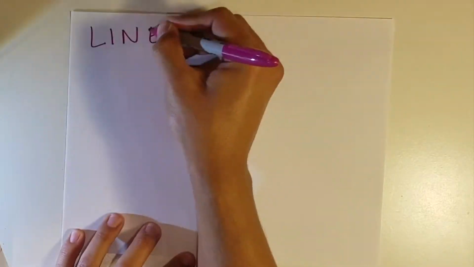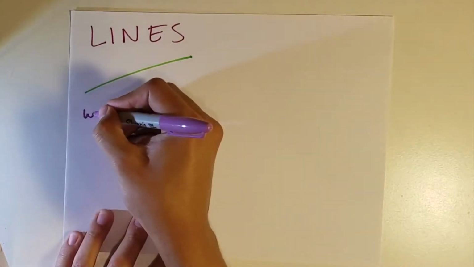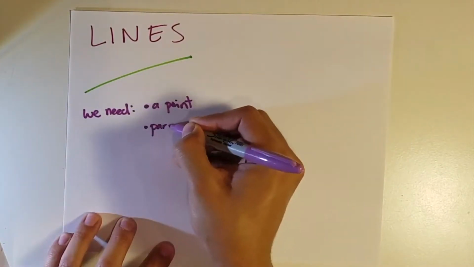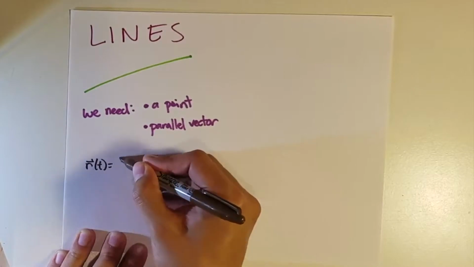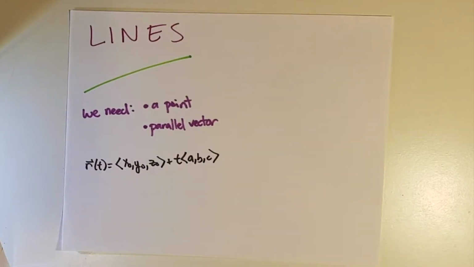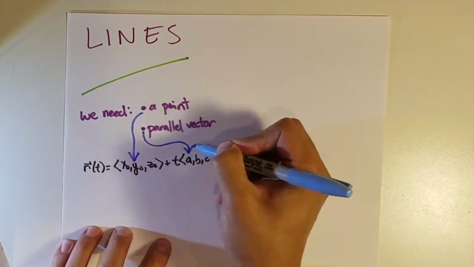Let's get started. Let's say we have a line and we want to find the equation that describes it. To do this, we need two puzzle pieces, a point and a parallel vector. Once we find these pieces, we can plug them into this equation. r of t equals <x0, y0, z0> plus t<a, b, c>, where the point goes where the x, y, z is at, and the vector goes at the a, b, c.